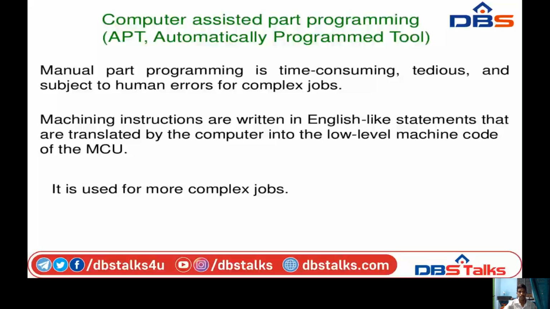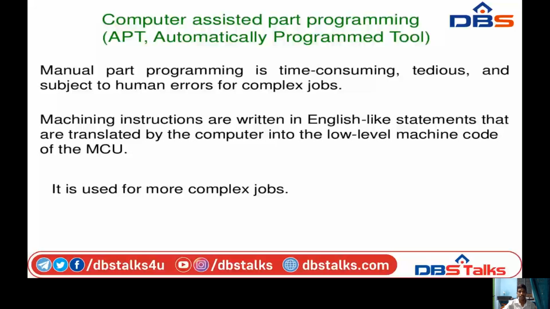First of all, coming to APT, what is APT? What is the basic definition for APT? We know that the abbreviation for APT is automatically programmed tool, but where it is used and what is the classification of it? First of all, the basic definition about APT. Manual part program. First of all, I am explaining what is better, manual part programming or the automatically programmed tool.